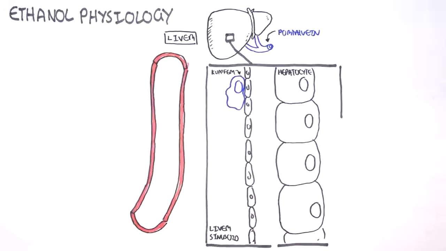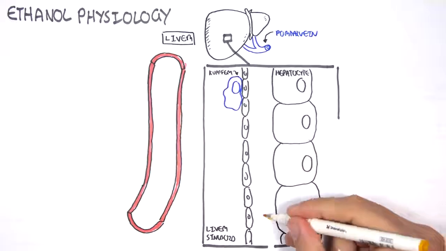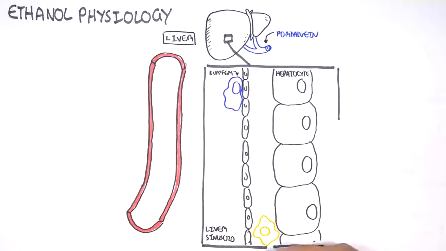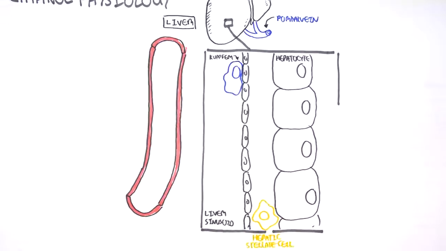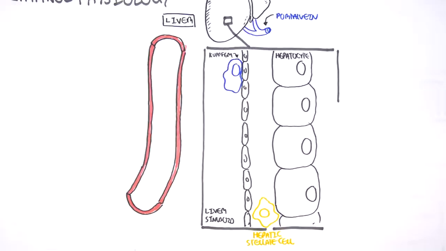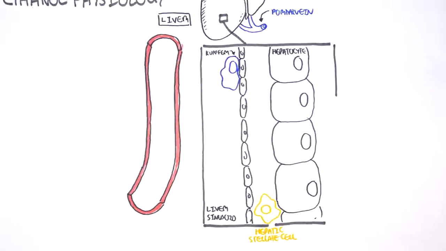There are also hepatic stellate cells here, which are normally at rest. You know, they stay dormant. They're not really active. Anyway, that was the liver.